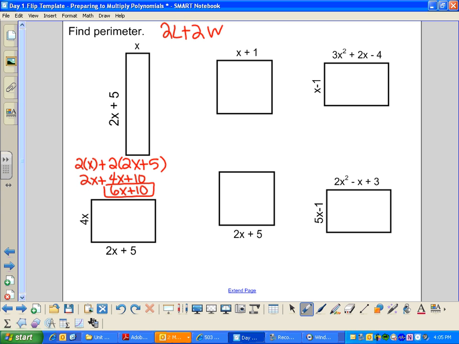If I need to find the perimeter of a square, I just multiply my side length times 4. So it'll be 4 times x plus 1. So 4 times x is 4x plus 4 times 1 is 4.